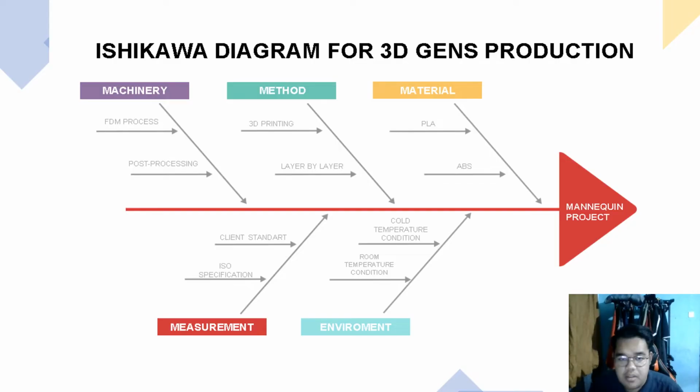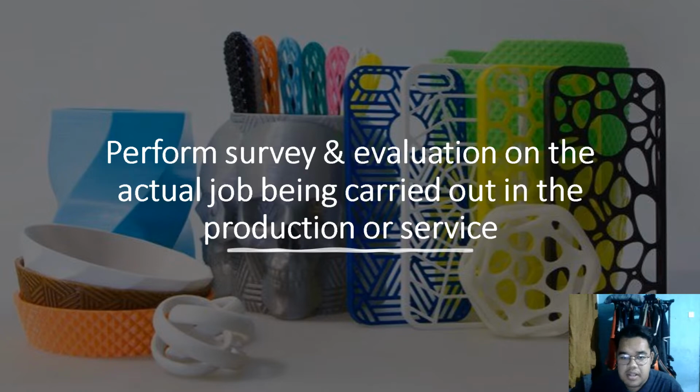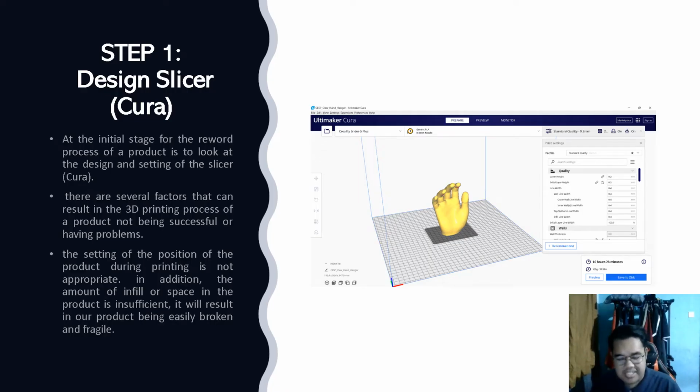Okay, so this is the Ishikawa diagram for the mannequin project. Next is to perform survey and evaluation on the actual job being carried out in the production or service. Basically, I will present about the mannequin project. We will do a rework for each part of the mannequin.